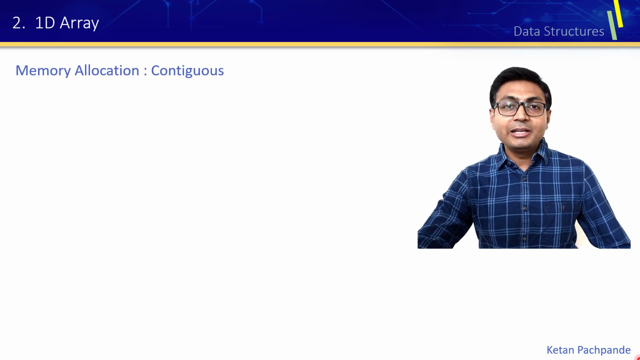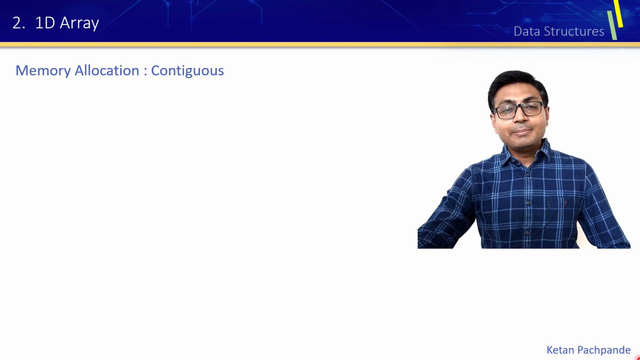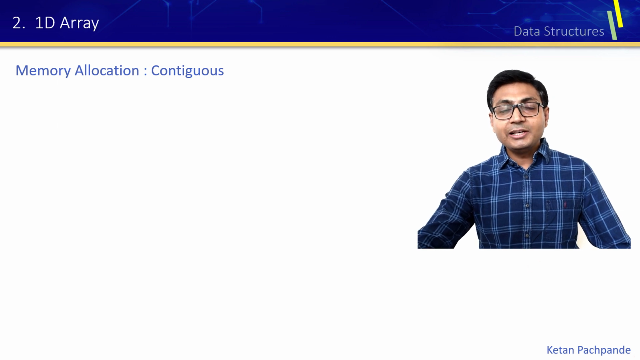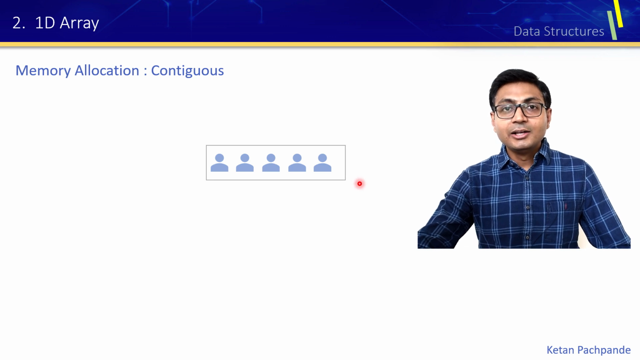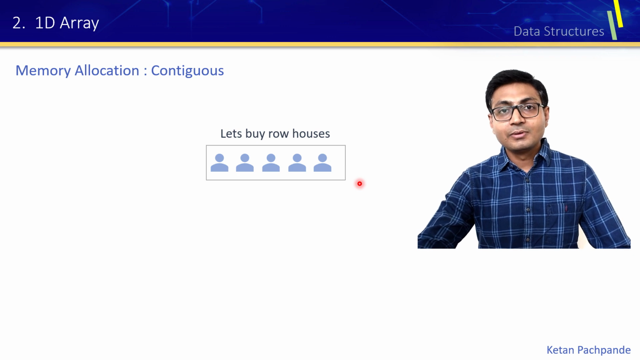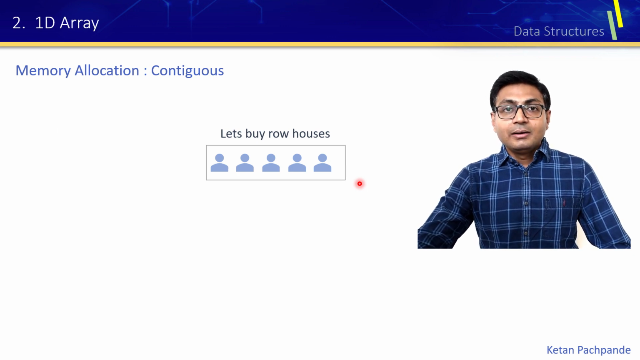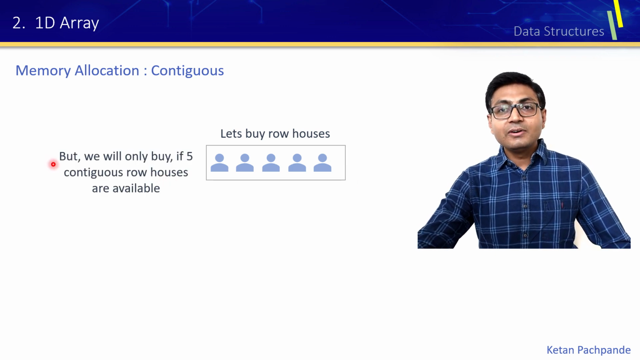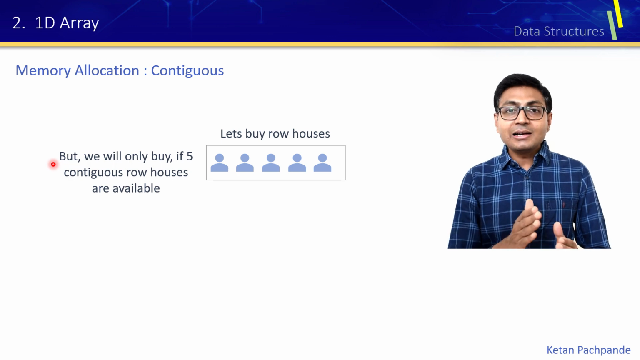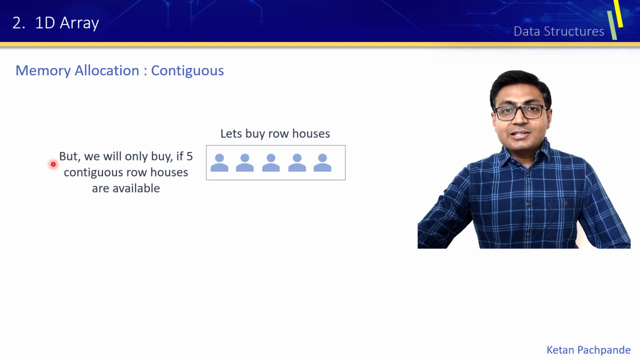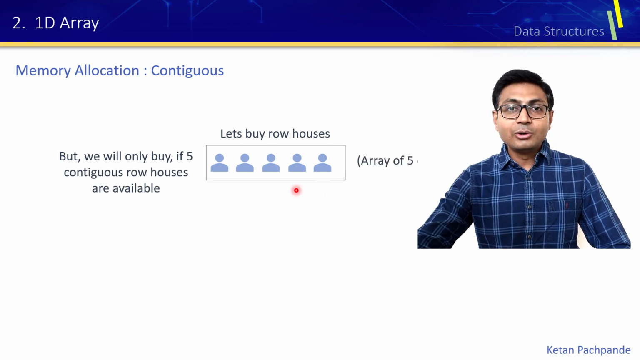Let's see now how the memory is allocated for the array. The memory for the array is allocated in a contiguous manner only. To explain it, let me take this analogy. Let's say you are a group of 5 friends and you all decide to buy a row house. But you decide that you will buy the row houses only if 5 row houses are available in a contiguous manner. So I can say this is the array of 5 row houses I want to buy.